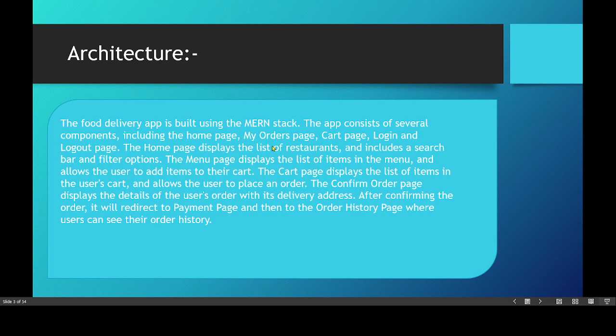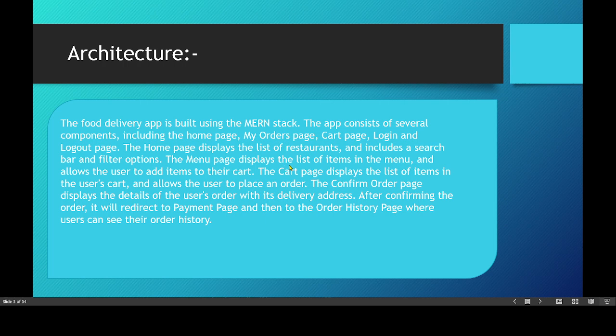While coming to the architecture which this app consists of, the food delivery app is built using MERN Stack. The app consists of several components including the home page, my order page, cart page, and login and logout page. The home page displays the list of restaurants and includes a search bar and filter options.